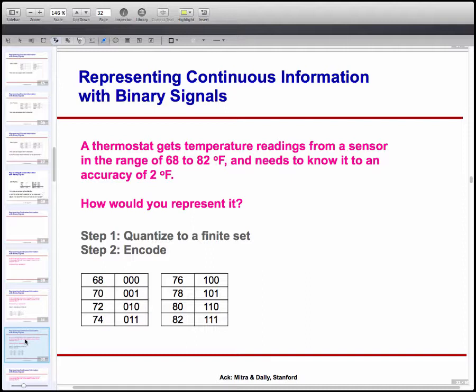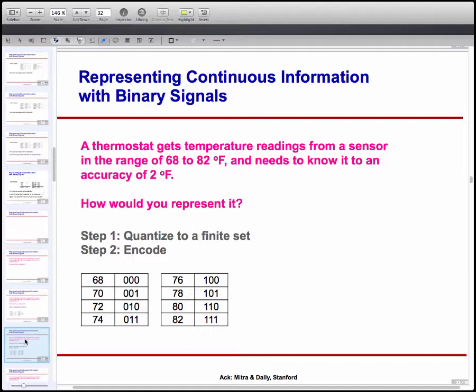Having said that, not all mappings are equivalent. It may turn out for what you need to do, it's a lot easier to have one mapping versus another. So let's take this example. I chose the mapping where I assigned the temperature and the binary encoding in the same increasing order. So the lowest temperature has the lowest binary number. If I were to think of 000, it's the number 0. 70 has the next binary number, 1, and so on and so forth. So they are both increasing the same way.